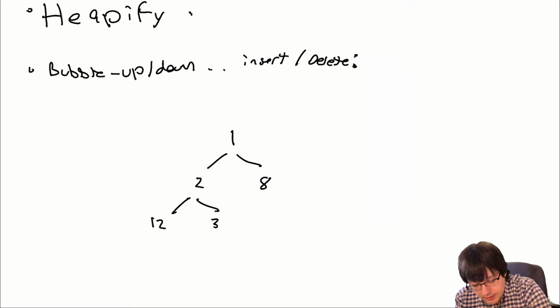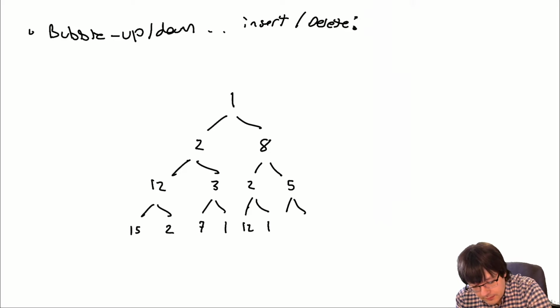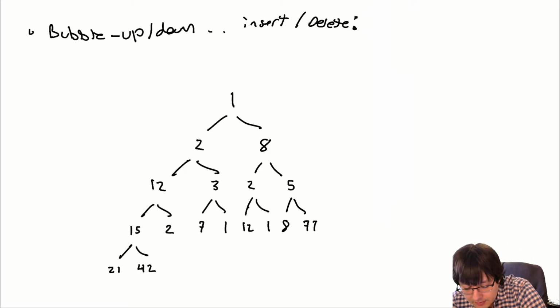So let's do that. 12, 3, 2, 5, 11. Actually, no. 11 is easy to mess up writing, so 15. 2, 7, 1, 12, 1, 8, 7, and maybe 21, 42. Okay, I think that's what I'll do. Maybe I'll make this a 77 randomly.